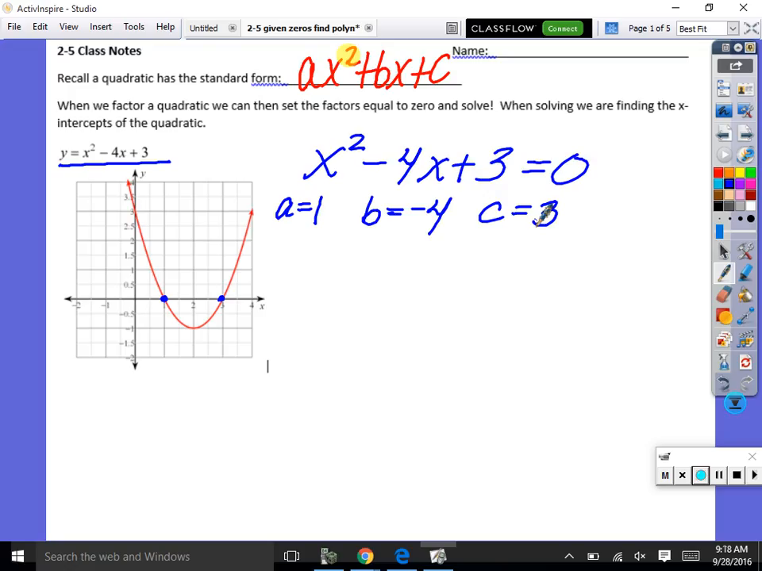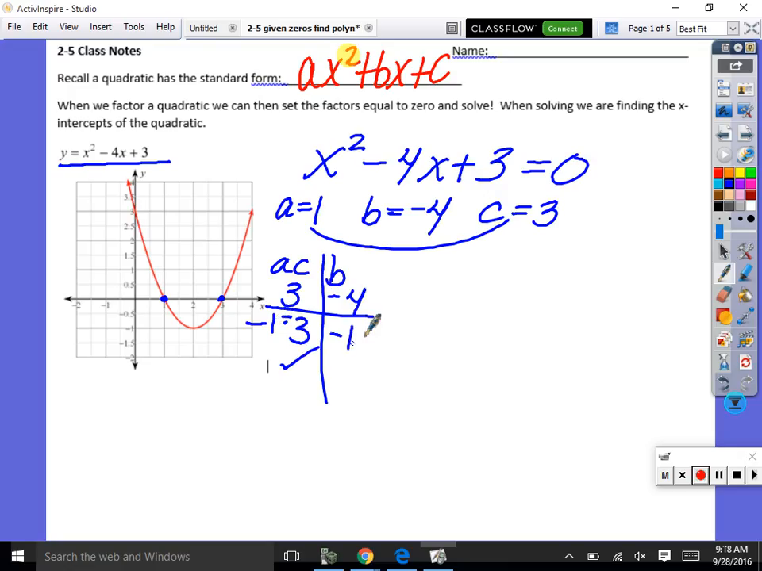So when we're factoring, we look for what multiplies to be a times c and adds up to be b. So we're doing what multiplies to be 1 times 3 and adds up to be b, which is negative 4. The factors of 3 are 1 times 3, correct? The only factors. We need it to add up to be negative 4, so they both must be negative. Now you've got to check. Is negative 1 times negative 3 positive 3? Yes. And then negative 1 plus negative 3 is negative 4. So then we drop and break.